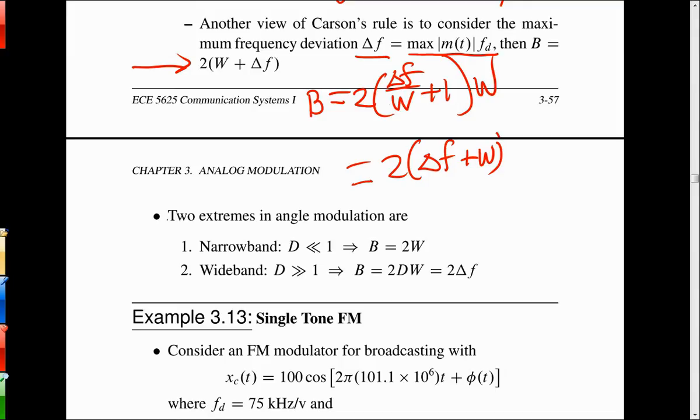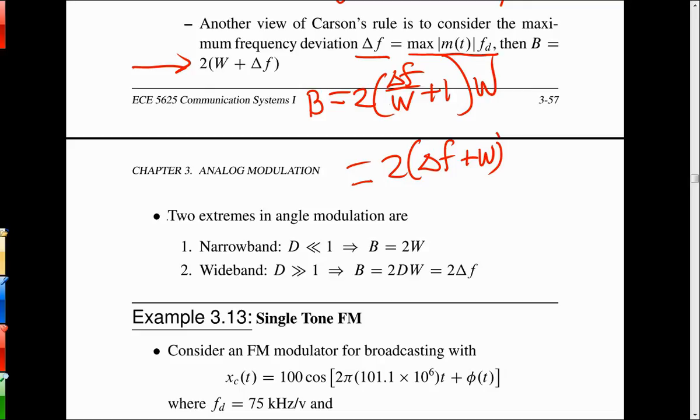When D is much greater than 1, then the delta f dominates, and W is insignificant. So then the bandwidth looks like just 2 times the peak deviation. And this is probably what most people would think about, especially back in 2610, when you were thinking about what is the bandwidth of an FM signal.